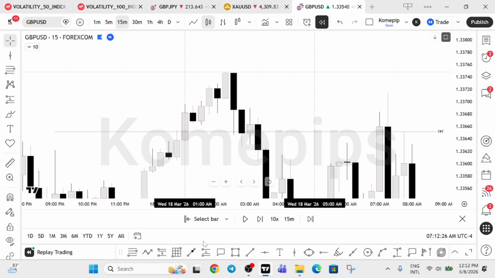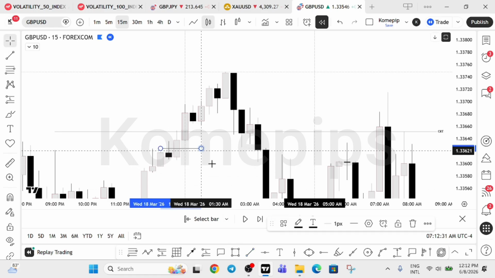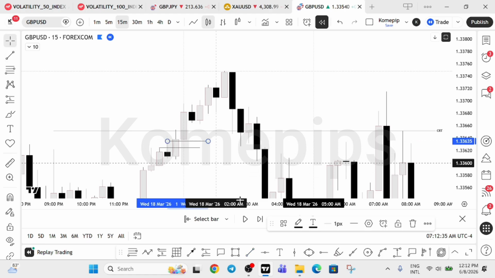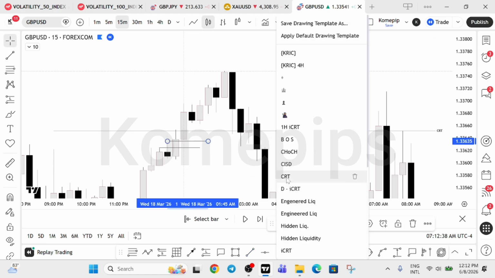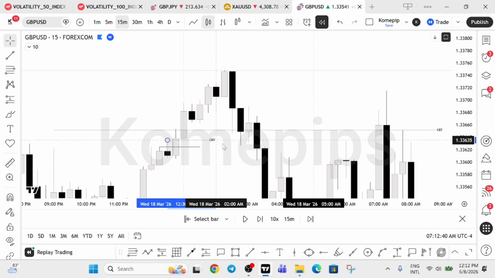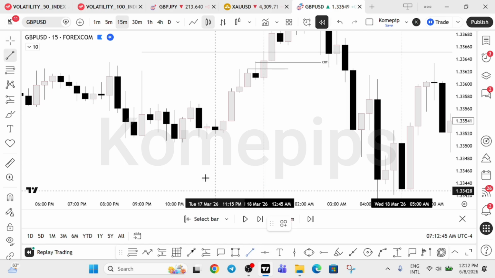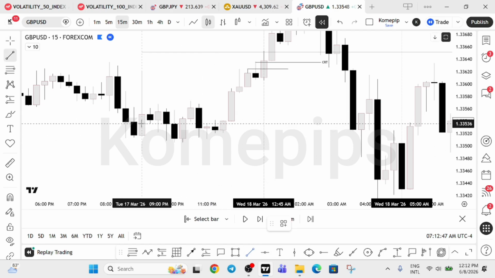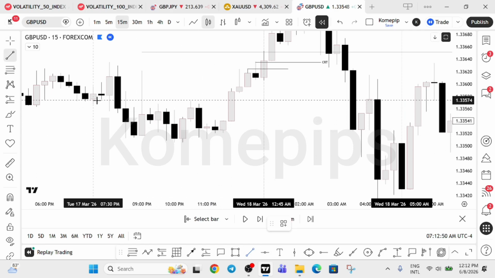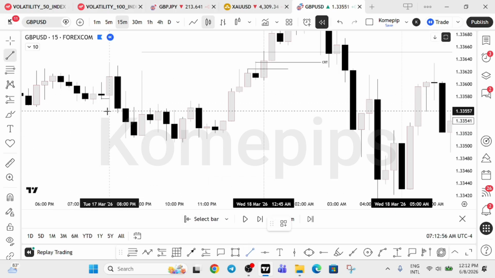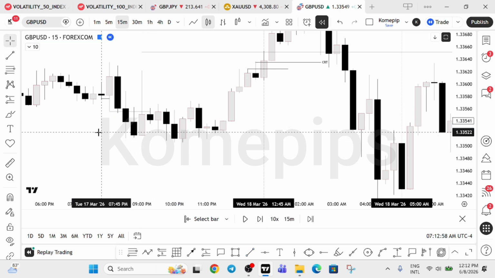The Komepips ICRT is very simple. It is an inverse candle range theory. It is an inverse candle range. So for example, we have a candle range here, and what happened? The candle range failed. Immediately it failed, it turns into an ICRT. And usually what happens? Price will come, tap it, and reject. The same thing applies here. So look for more examples. What do we have? We have a CRT, and immediately this candle closed below it, that becomes an ICRT.